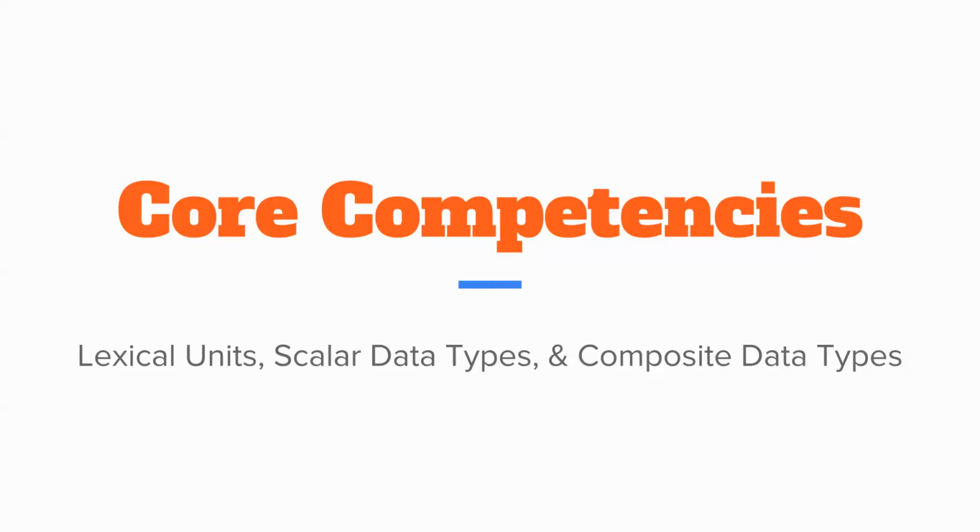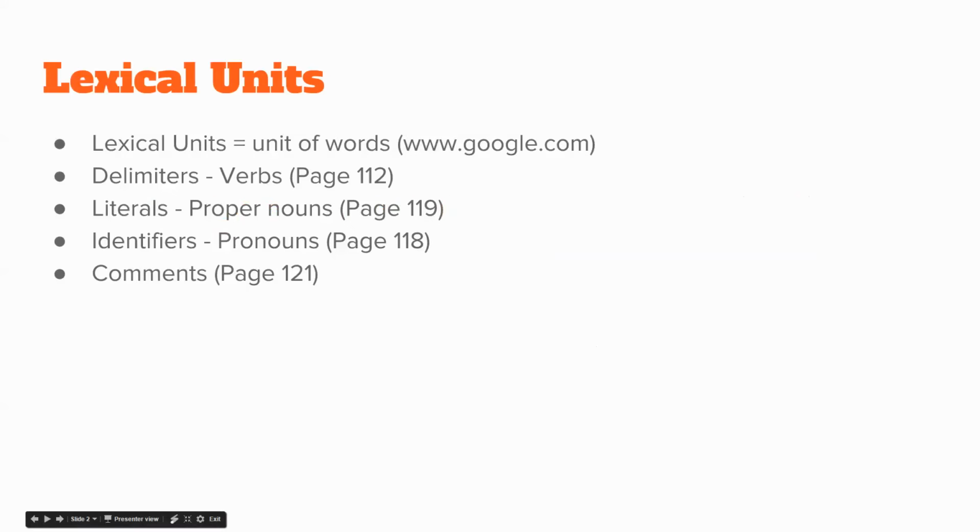We are going to be presenting today on the core competencies for Chapter 4, Lesson 3, which covers lexical units, scalar data types, and composite data types. So lexical units, you can think of them basically as unit of words. That's how the word breaks down if you look at it for google.com and the origin. And it breaks down into 4 different types.